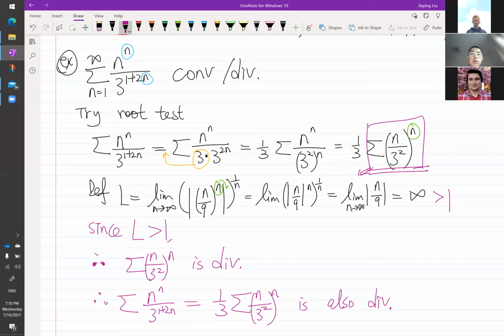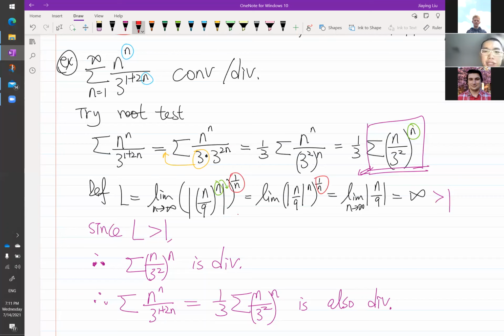Yeah, so I understand how we get the limit as n goes to infinity of n over 9 to the nth power, but where do you get that 1 over n, over the entire expression? Oh, that 1 over n, this one, that's just a notation of nth root.